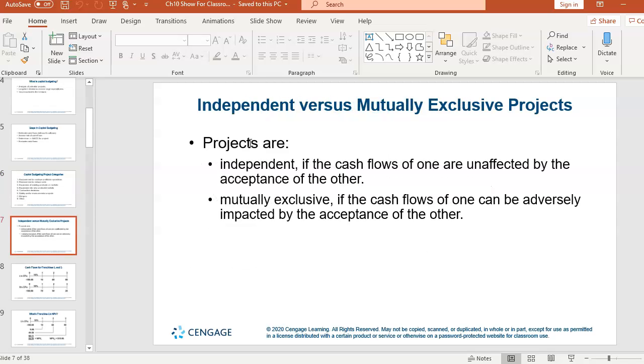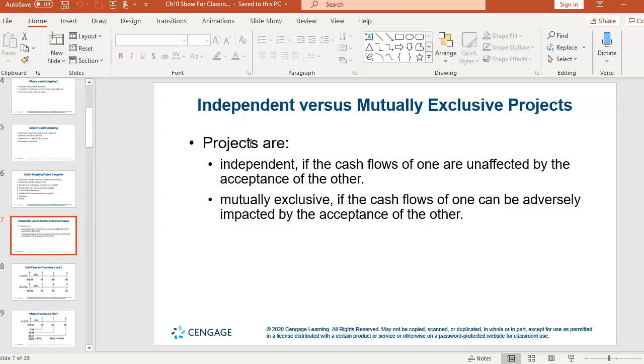Projects can either be independent or mutually exclusive. If they're independent, that means the cash flow of one project is not affected by other projects. Mutually exclusive means the cash flow of one project could be adversely impacted by the acceptance of another. So we have to look at it from those two lenses. Is the project independent, or is it mutually exclusive? Independent would just be, if I do this, nothing else is affected. Other product lines are not negatively or positively impacted. If it's mutually exclusive, doing one thing negatively impacts another.